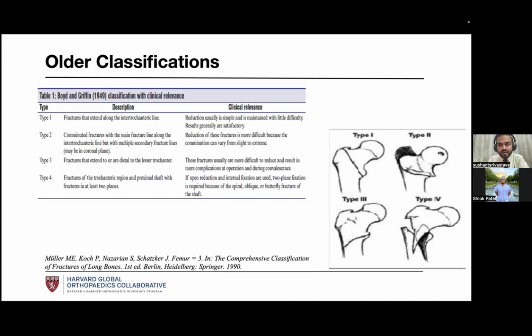The one which we all are aware of and which has stood the test of time is the Boyd and Griffin classification, which divided the intertrochanteric fractures into 4 types. Type 1 is the fracture that extended along the intertrochanteric line. Type 2 is the comminuted fracture with the main fracture line along the intertrochanteric line. Type 3 is the fracture that extended distally to the lesser trochanter, and type 4, the fractures of the trochanteric region and proximal shaft in 2 planes.